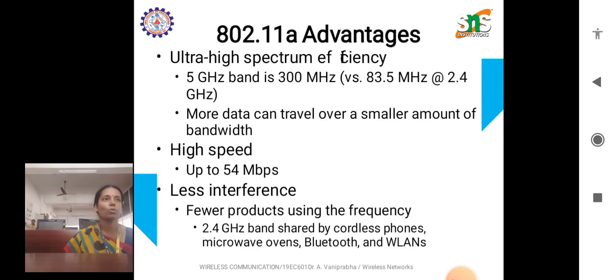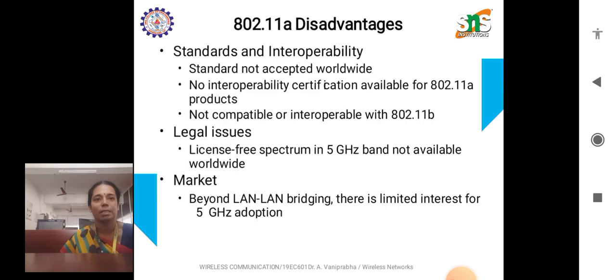The major advantage of 802.11a is it uses ultra high spectrum efficiency. The operating range is 5 GHz, and the band is 300 MHz. More data can travel over a smaller amount of bandwidth. The speed is about 54 Mbps. There is less interference to noise and fewer products using the 2.4 GHz frequency band shared by cordless phones, microwave ovens, Bluetooths and wireless LANs.